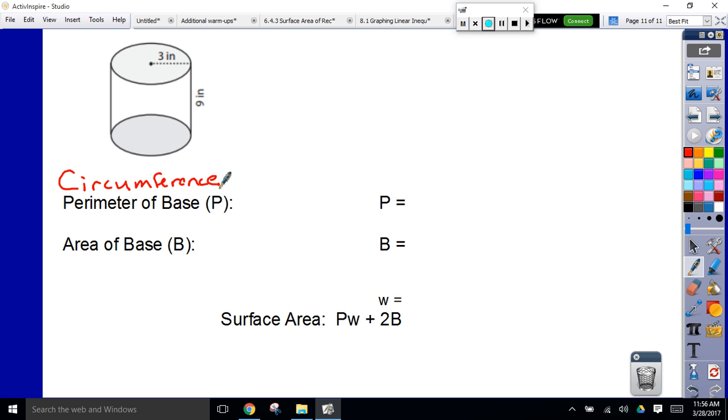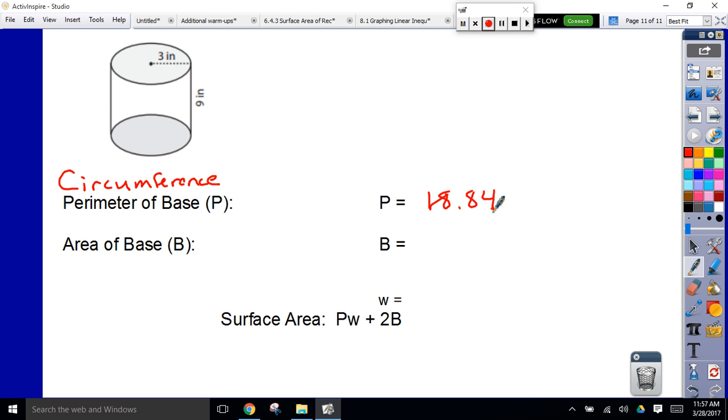Do you remember how to find the circumference of a circle? Bryant? Diameter times pi. Good. What's the diameter of that circle? 6. So 6 times pi would be what? 18.84. Okay, 18.84. So what we're going to use for P is actually the circumference of that circle.